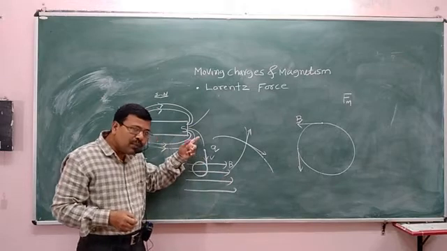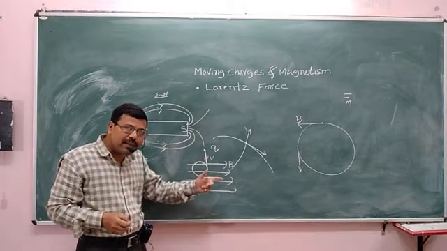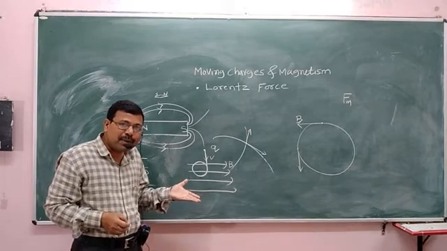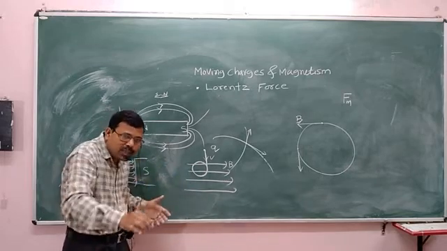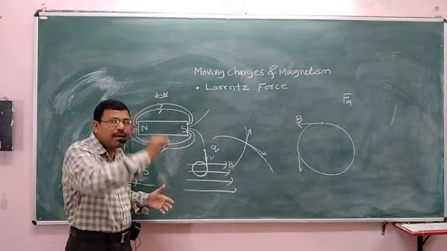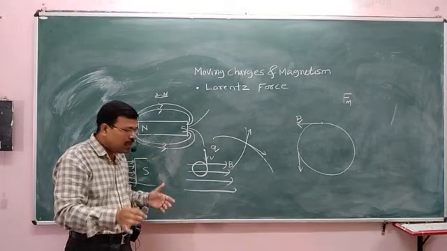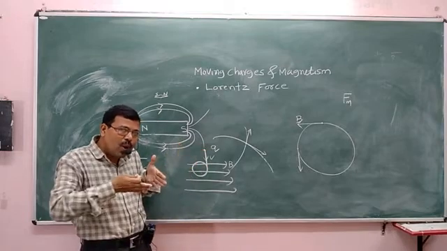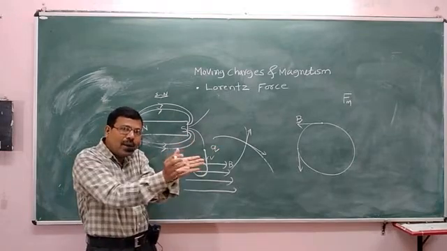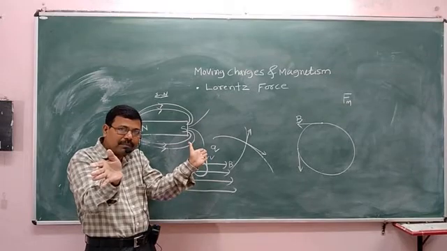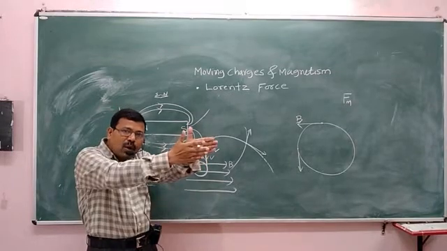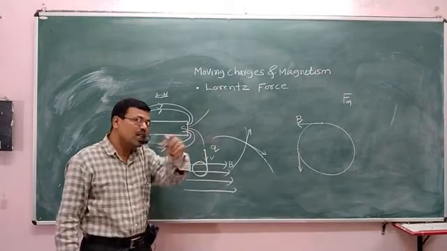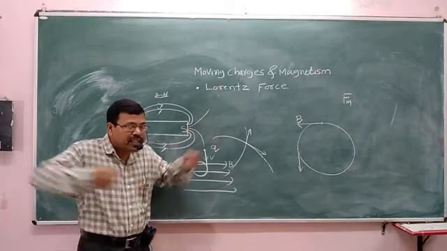If the angle between the velocity and the magnetic field is 90 degrees, if V and B are perpendicular, then the charged particle will have a circular path. If the velocity and the magnetic field vectors are in the same direction or anti-parallel, if V and B are parallel or anti-parallel, in that case, the charged particle will have a straight line path.